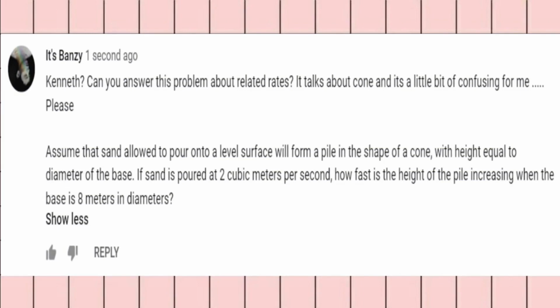Assume that sand allowed to pour onto a level surface will form a pile in the shape of a cone with height equal to the diameter of the base. If sand is poured at 2 cubic meters per second, how fast is the height of the pile increasing when the base is 8 meters in diameter? So let us now start.